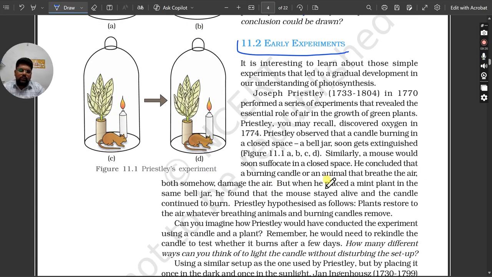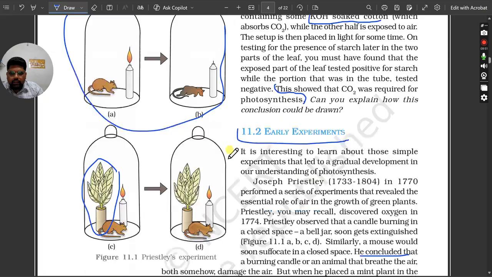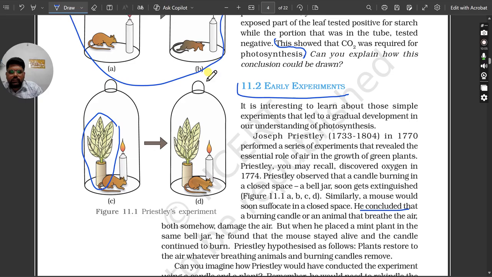So what did he conclude? The only difference is the mint plant here. He concluded that a burning candle or an animal that breathes the air both somehow damage the air. From the first setup, A and B, he concluded that because the burning candle and the breathing animal are somehow damaging the air, the candle went off and the mouse died.